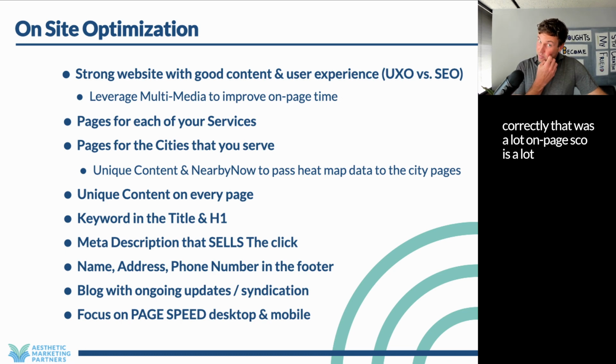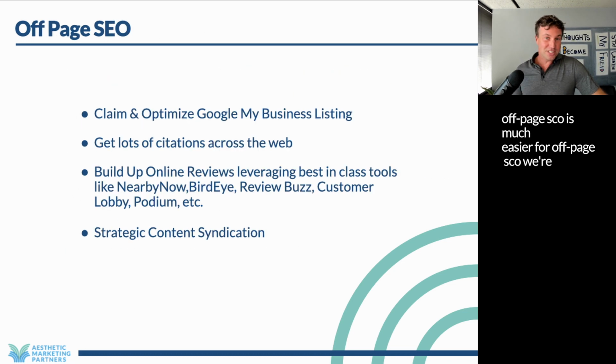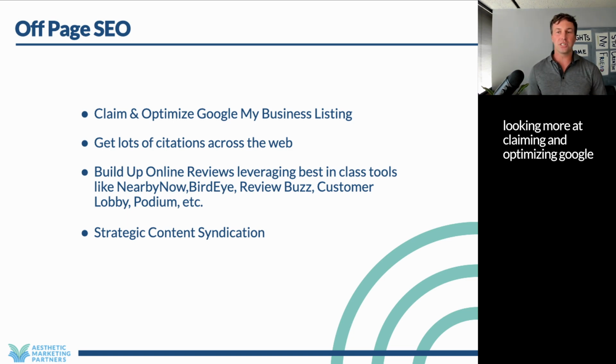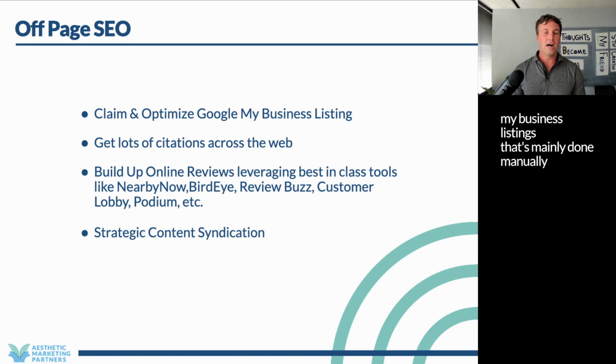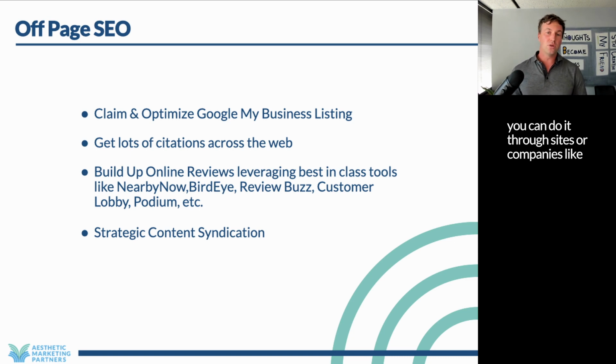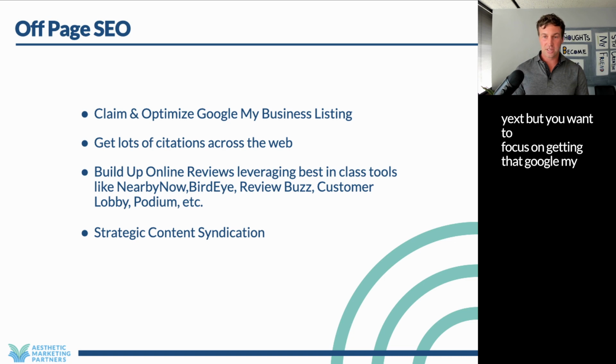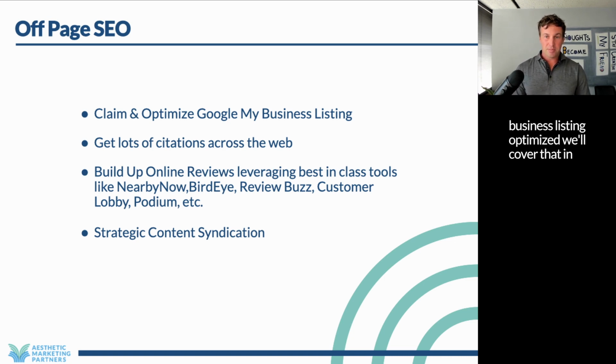That was a lot. On-page SEO is a lot. Off-page SEO is much easier. For off-page SEO, we're looking more at claiming and optimizing Google My Business listings. That's mainly done manually. You can do it through sites or companies like Yext, but you want to focus on getting that Google My Business listing optimized. We'll cover that in the next section, actually, as that has a lot of value. That can get you in the Google Maps results area, and having that optimized is a very big deal.